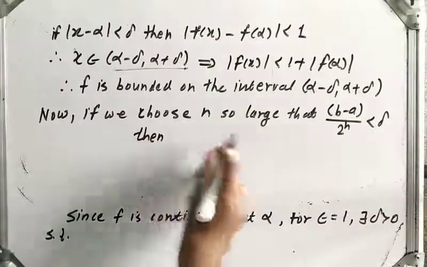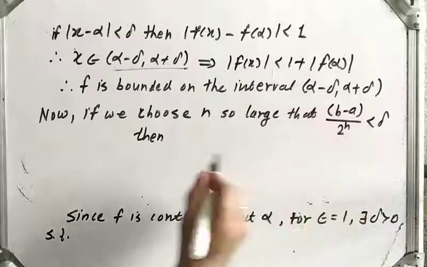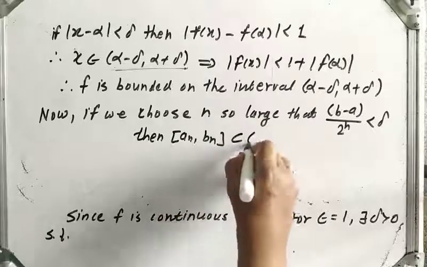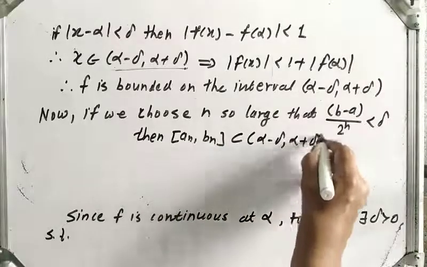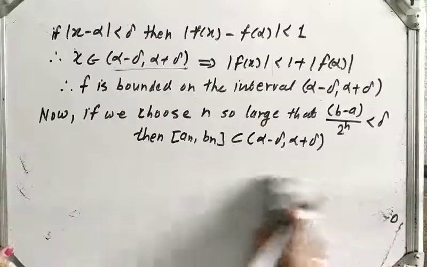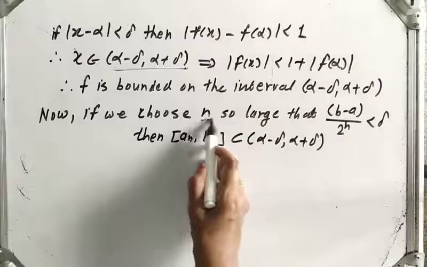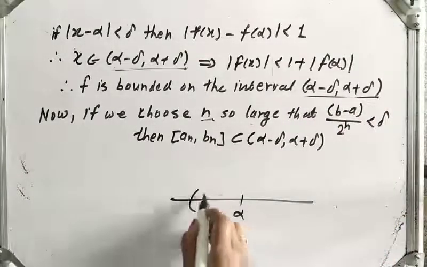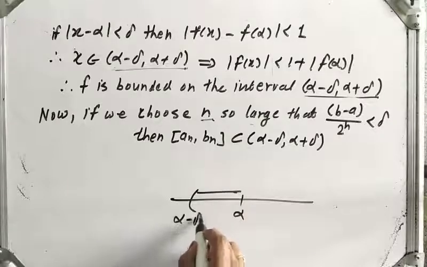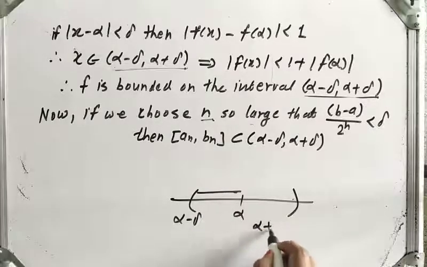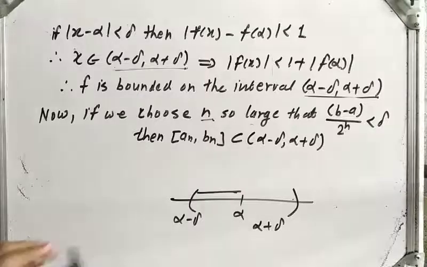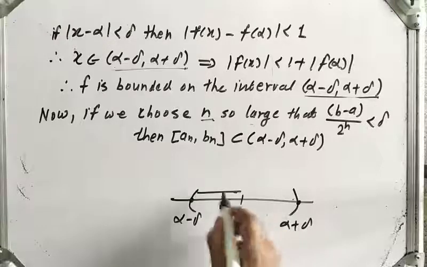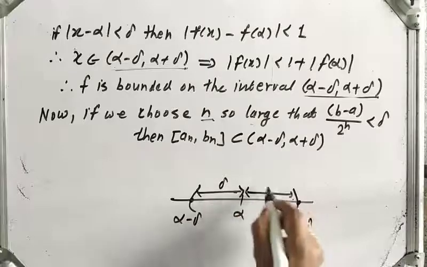This length of interval less than delta means this interval an bn is contained in alpha minus delta, alpha plus delta. Why is this so? We are choosing n large so that this is less than delta. Suppose this is alpha and this distance is delta, then this is alpha minus delta. This distance is delta, then this is alpha plus delta.